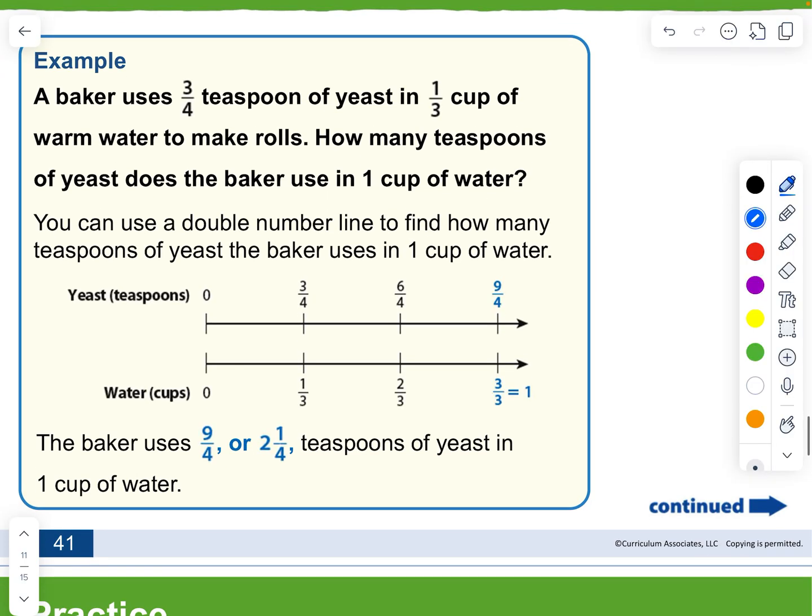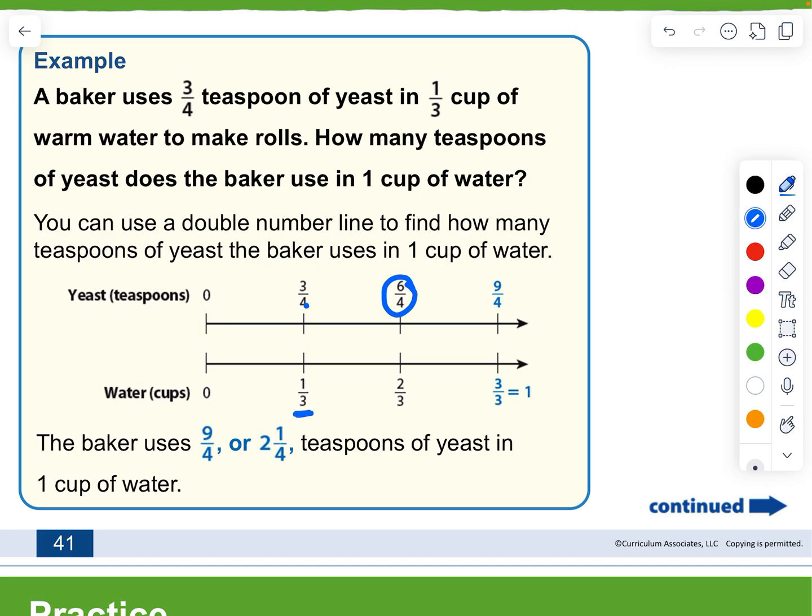On page 41, a baker uses 3/4 teaspoon of yeast and 1/3 cup of warm water to make rolls. How many teaspoons of yeast does the baker use in 1 cup? And so this time they decided to show us with a double number line, 3/4 for 1/3. If you double 1/3, you get 2/3. So double 3/4, you'll get 6/4.